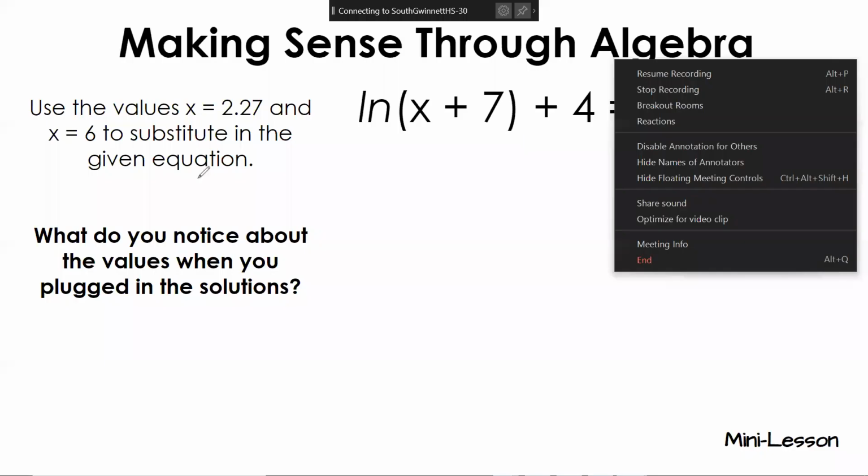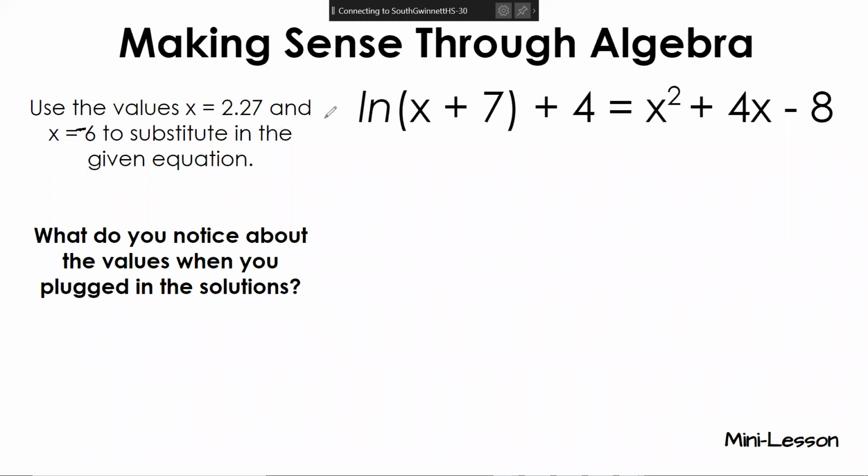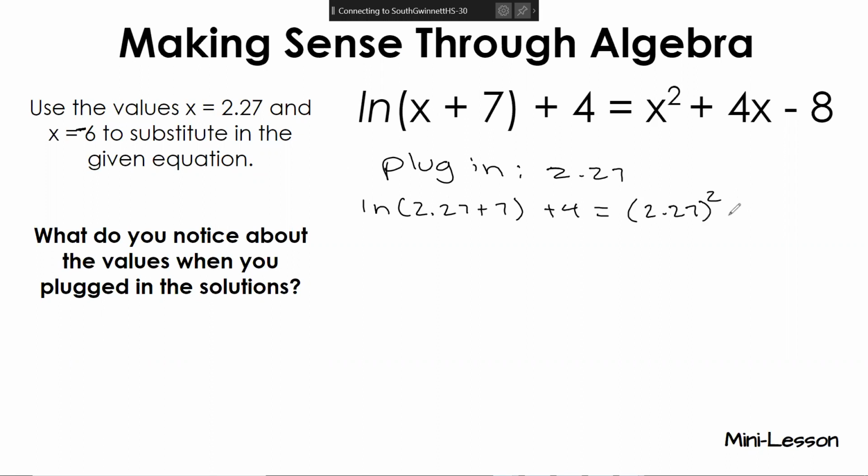Okay, so we're going to use these values, and we're actually going to change this to -6, and we're going to substitute it into the equation. So we're going to plug in 2.27 for x. Everywhere that we saw an x, we're going to write 2.27. So we're going to say log of 2.27 plus 7 plus 4, and we're going to set that equal to 2.27 squared plus 4 times 2.27 minus 8. Somebody plug this side into Desmos, and then somebody else plug this side into Desmos, and we're going to check and see if it's the same on both sides.